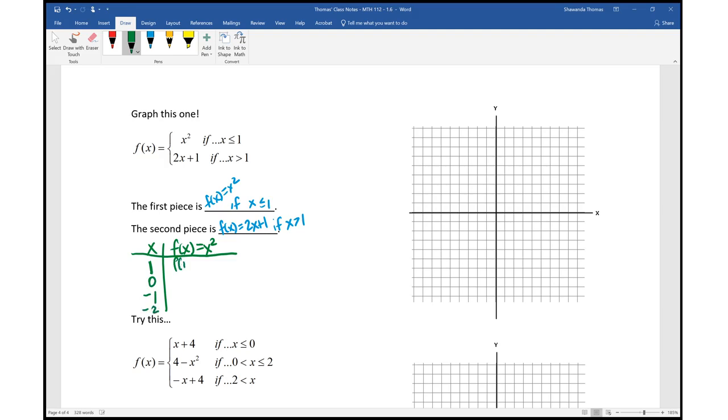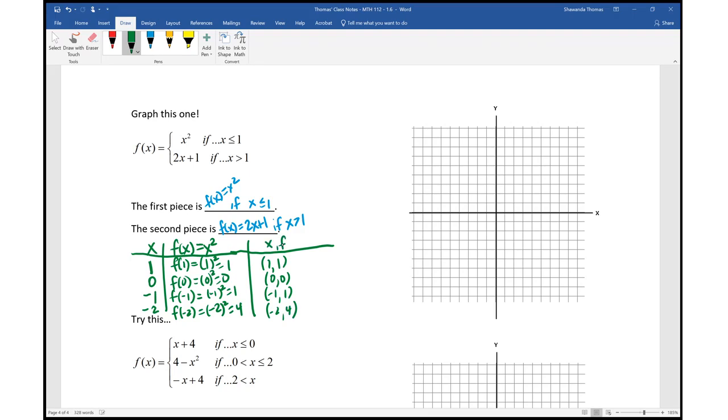So f of 1 equals 1 squared, which is 1. F of 0 equals 0 squared, which is 0. F of -1 would be -1 squared, which is 1. F of -2 would be -2 squared, which is 4. So we have these points here. If you want to write them out: (1, 1), (0, 0), (-1, 1), (-2, 4).